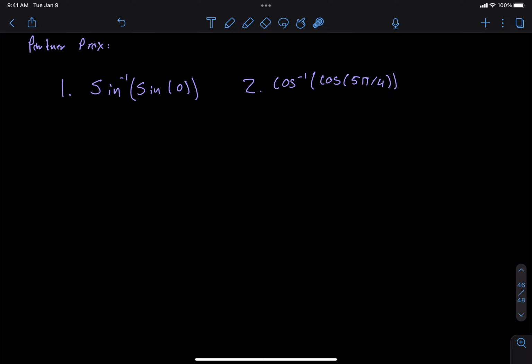So now we found the inverse. First one looks good. Okay. And then what's the second one?